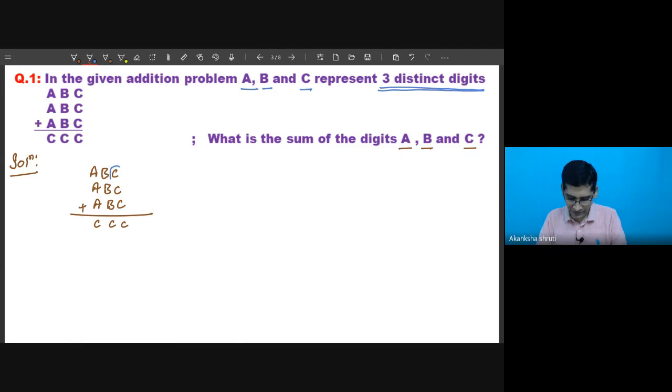Now if we start from the unit digit of the numbers which are to be added and the unit digit of the sum obtained, here we can say C plus C plus C shall give us a number whose unit digit is C. It is possible that the resultant sum can have some carry also. So that is important.